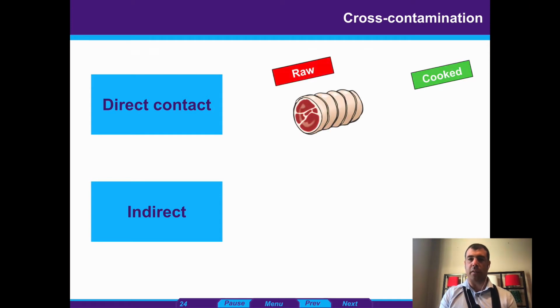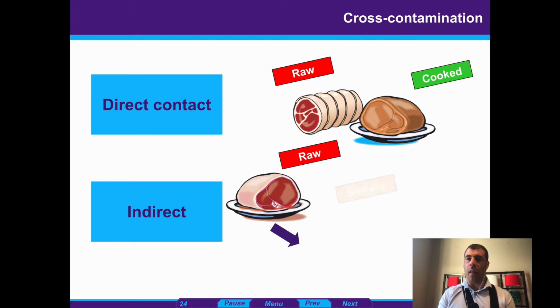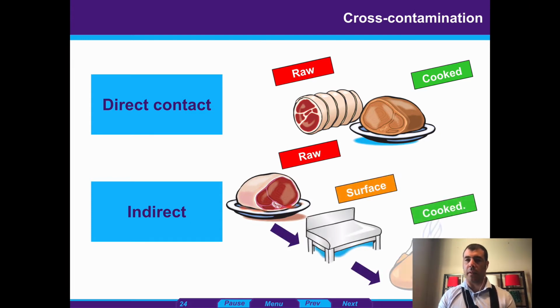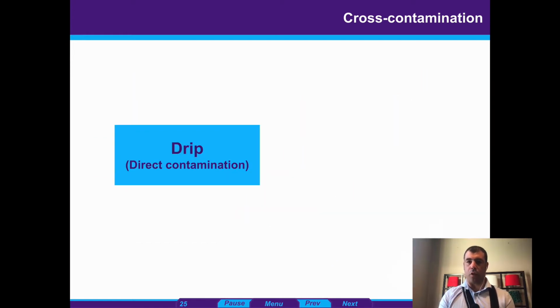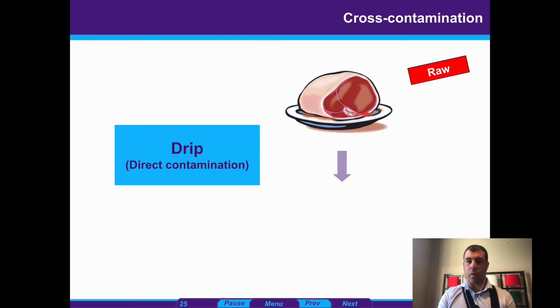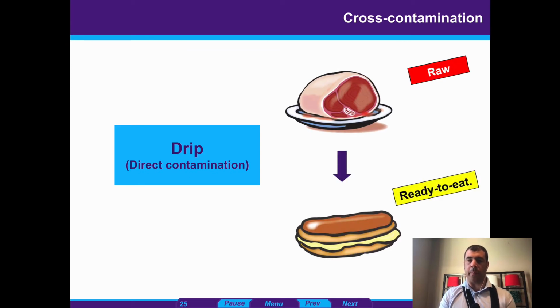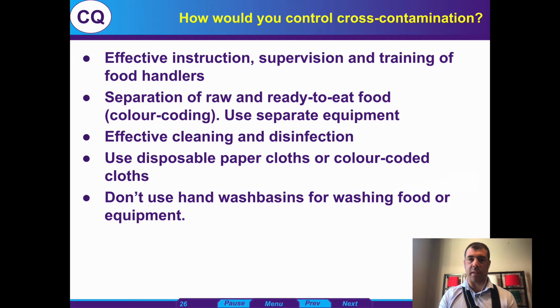From direct contact, for instance, if raw meat touched cooked meat, indirect if there was a working surface or chopping board in between, or it can also happen via draping. So this could happen in fridges that are not stored correctly, and I will show you how to do that in the next couple of slides.